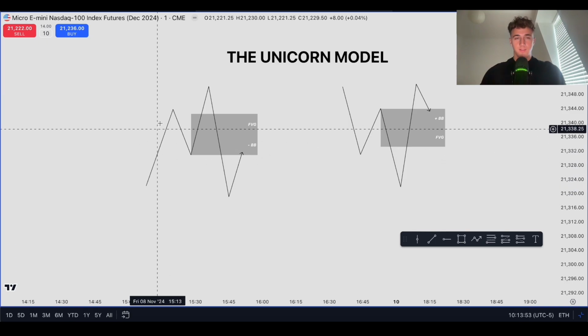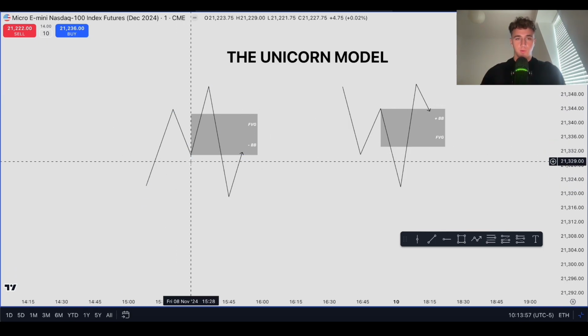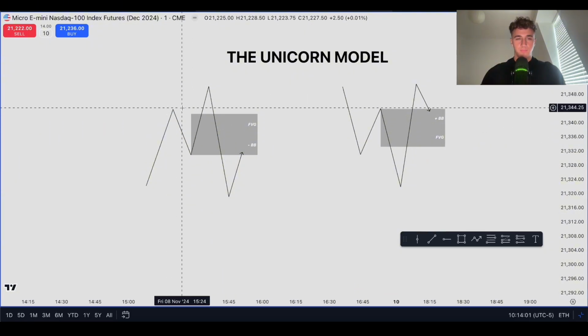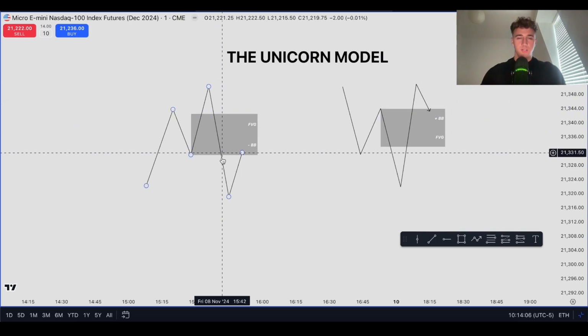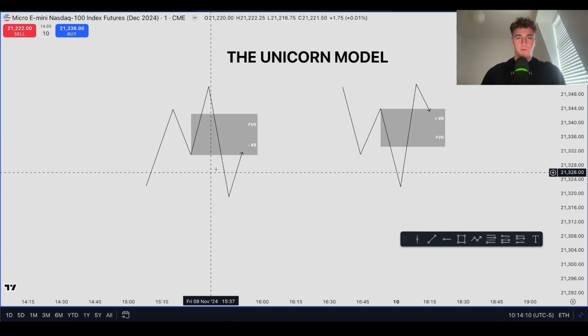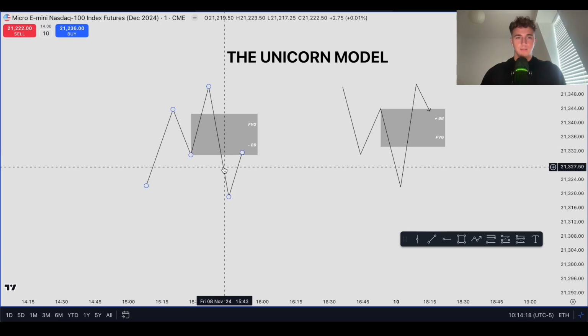A unicorn model will consist of a short-term high, that is followed by a short-term low, that is followed by another higher high, breaking this short-term high, taking more buy stops, and then followed by a very, very sharp displacement lower, breaking below this short-term low with a strong close, and this will leave obviously a breaker block and an imbalance behind in price, which would be your FVG.